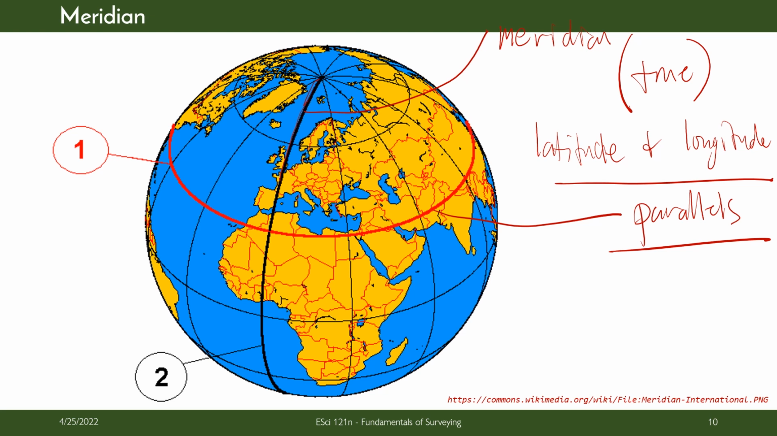For the meridians, it's very important to know where your meridian is, because from this you can actually measure the angles if you are oriented. If you're not oriented, then you can choose and assume the meridian.